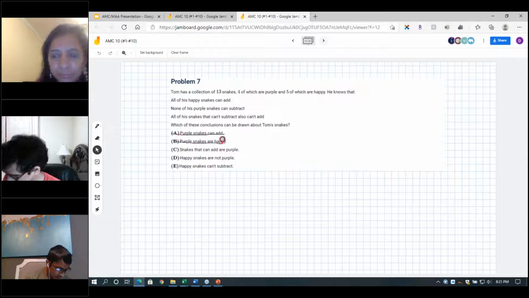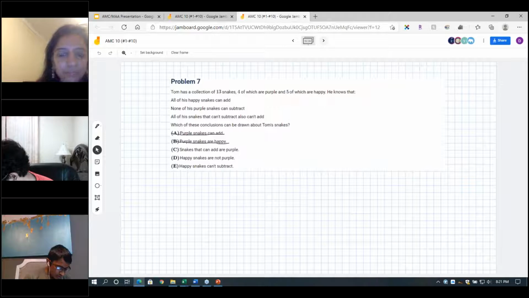C, snakes that can add are purple. Because we said purple snakes cannot add, snakes that can add cannot be purple. So C is not the answer. D, happy snakes are not purple. Because happy snakes can add and purple snakes cannot add, happy snakes cannot be purple. So this one does work. However, it's always good to read the final answer to just make sure that it doesn't work.